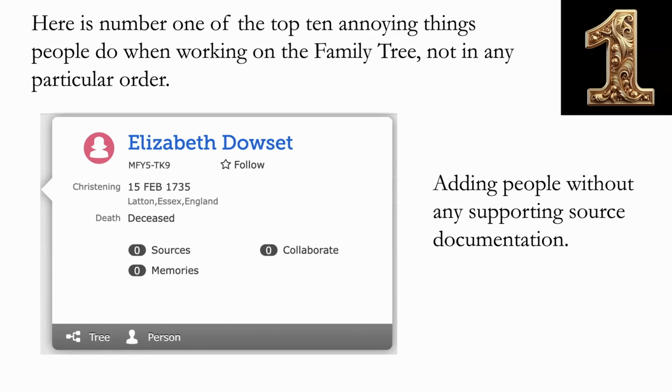The first one here is this. This is kind of an obvious problem, and that is that people add information to the family tree, add names and dates and places. They don't tell us any sources. They don't give us any copies of anything. In this case, it would be a parish register for a parish. We would think that the name of the parish was Latton, Essex, England, and that it happened on 15 February 1735. And you'll see here that there is kind of a correlation between the annoying things that I see happening and these early dates of the 1700s.